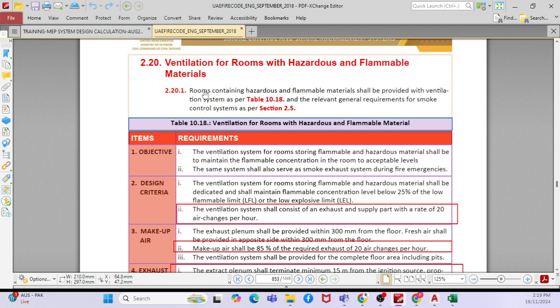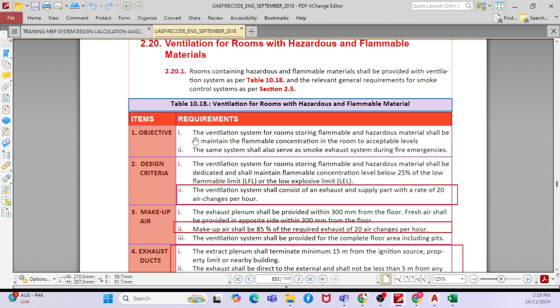If we talk about the objective, the ventilation system for rooms storing flammable and hazardous material shall maintain the flammable concentration in the room at an acceptable level. The same system shall also serve as a smoke exhaust system during fire emergencies. As a design criteria, the ventilation system shall consist of exhaust and supply parts with a rate of 20 air changes per hour. Whenever you design the smoke ventilation fan, it should be capable of 20 air changes per hour.